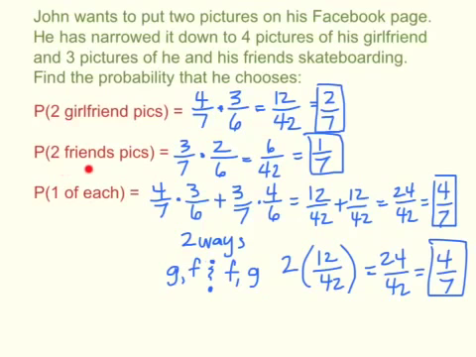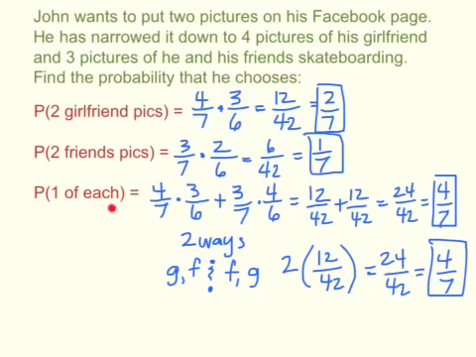Now the probability of picking 2 friends pics. Well, there's 3 friend pics out of the 7 to start with. If he chooses one of them, then there's only 2 friend pics left and only 6 total pictures left. So we multiply those together. 3/7 times 2/6 is 6/42, which reduces to be 1/7.